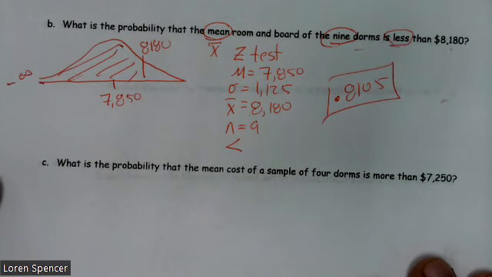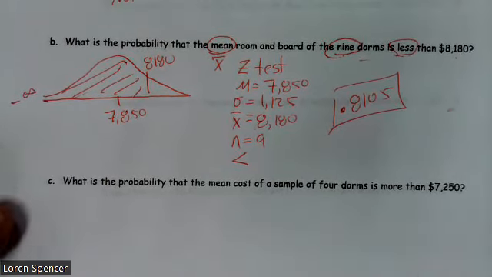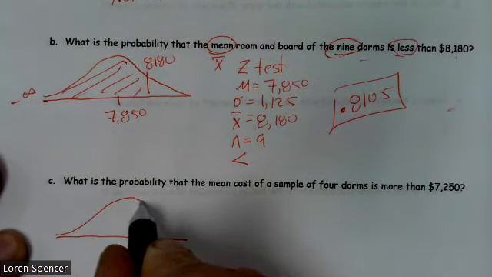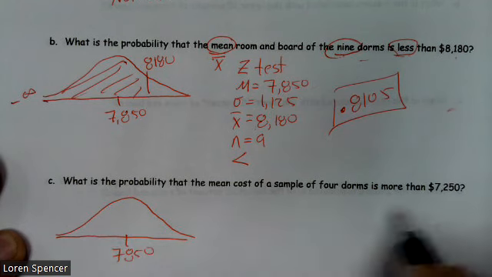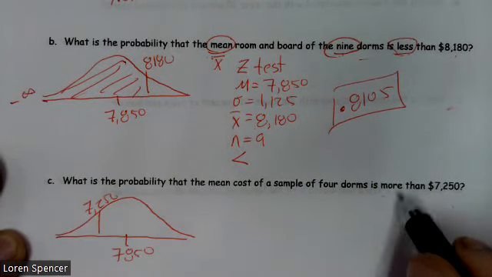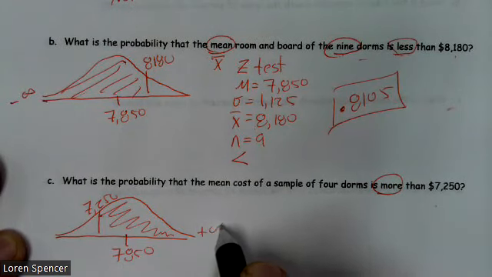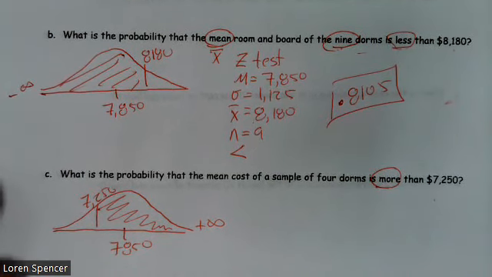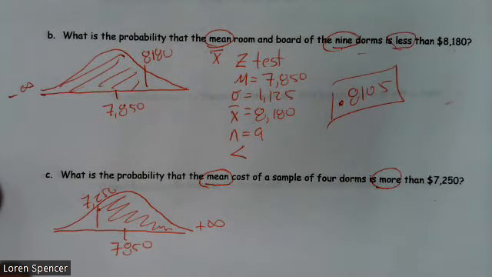Finally, what is the probability that the mean cost of a sample of 4 dorms is more than 7,250? So again, we're drawing our picture. Our mean is at 7,850. This is 7,250. And we're looking for more, so we're shading up to positive infinity. With that said, the question is, what type of test are we running? A norm CDF or a Z test?